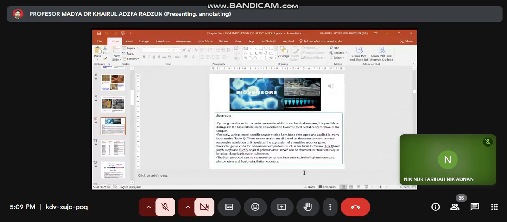So how to do this? By using a metal specific bacterial sensor in addition to chemical analysis, it is possible for us to determine the presence of the metal from one sample to another. This is called a biosensor. Recently many metal specific sensors have been developed and applied in the laboratory. I'll show Table 1 on the next slide.